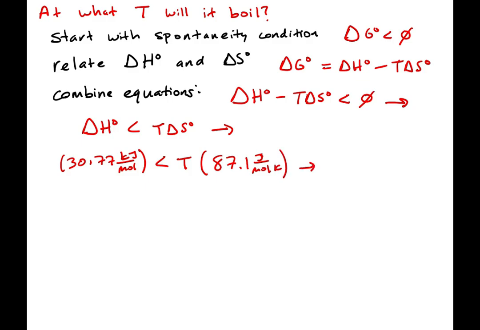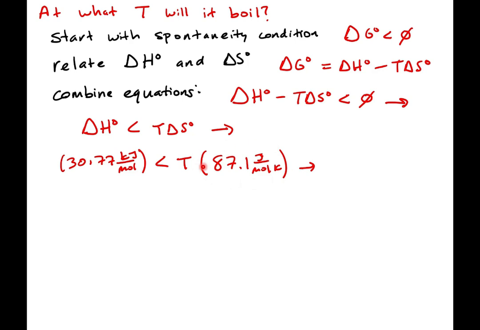All right, now at this point, to solve for T, you would divide both sides by the value of delta S, which is 87.1. The reason why I've chosen to plug in the variables now before dividing is because in this problem we're dealing with an inequality. And so things can get a little bit tricky depending on the sign of a value that you're multiplying or dividing through the inequality with, right? In this case, the value of delta S is positive.